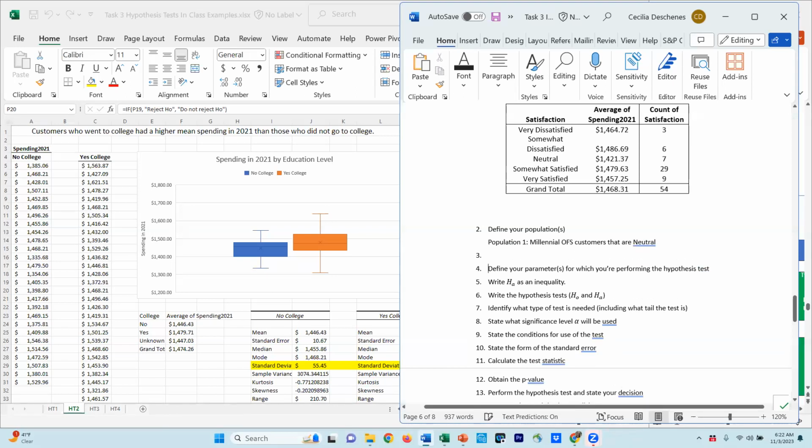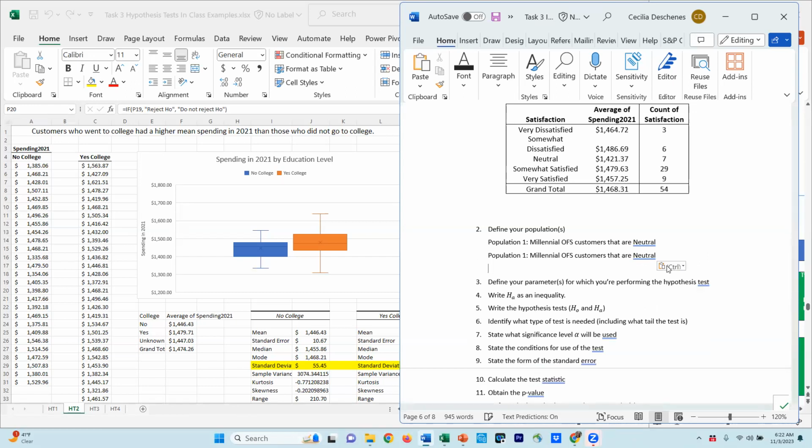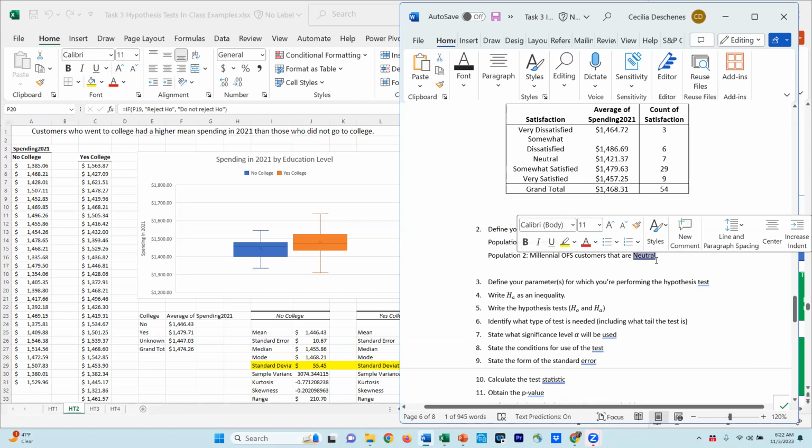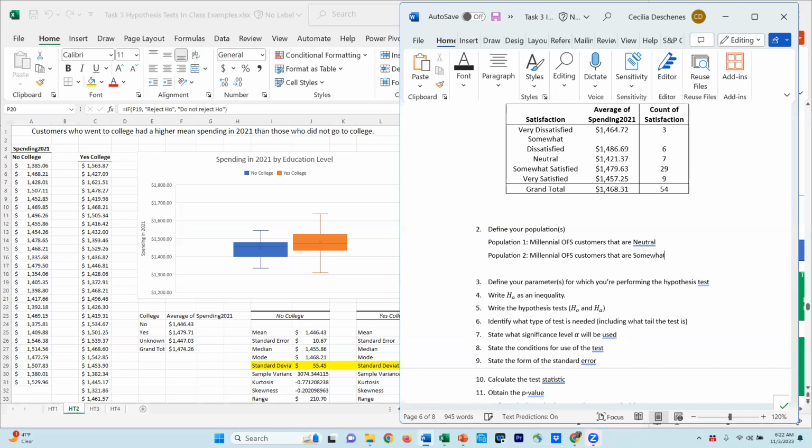And then population 2 is going to be millennial OFS customers that report their satisfaction level as very satisfied. No, somewhat, as are somewhat satisfied.